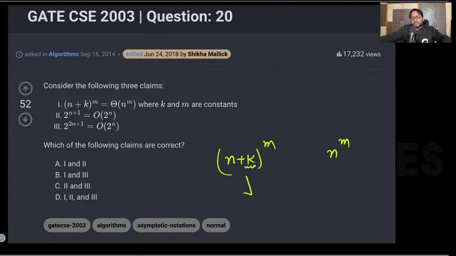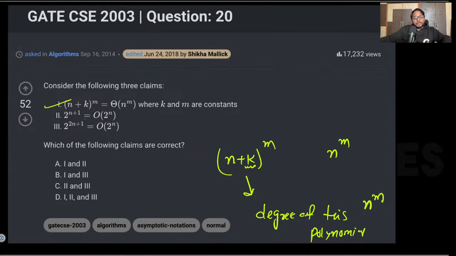What about the degree of this function? It will be n power m only, right? It will be n power m. Obviously, it can't be greater than n power m. This is n power m. Both are theta. Yeah, I think that is true, right? This is okay. What about 2 power n plus 1 and 2 power n?